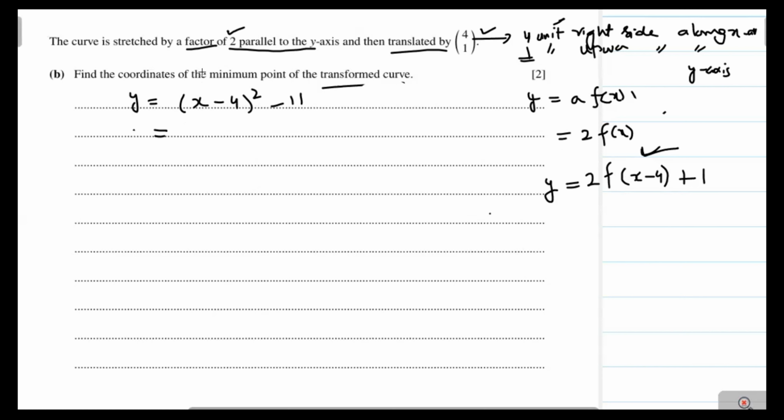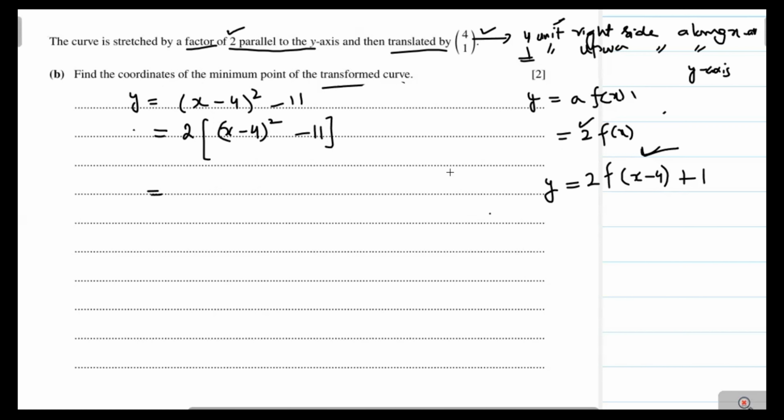Now you see here, firstly we multiply this function, this is f of x. Now we multiply 2 into x minus 4 whole squared minus 11. Next is the transformation: this curve is stretched. After stretching, this curve is translated by (4, 1).